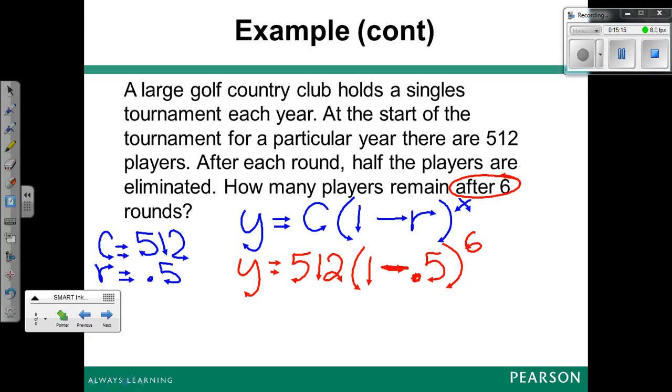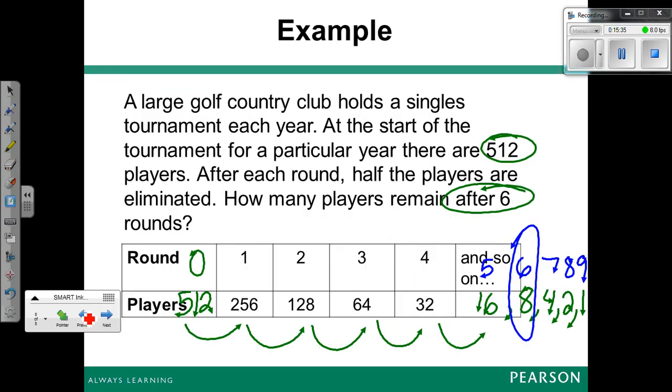So if you guys could please enter that on your calculator just to verify that we get the same number. Yes, what was the number? I forgot this. 8. Okay.